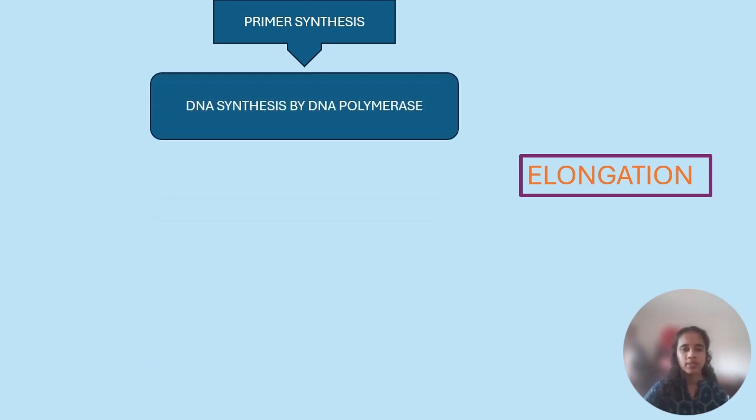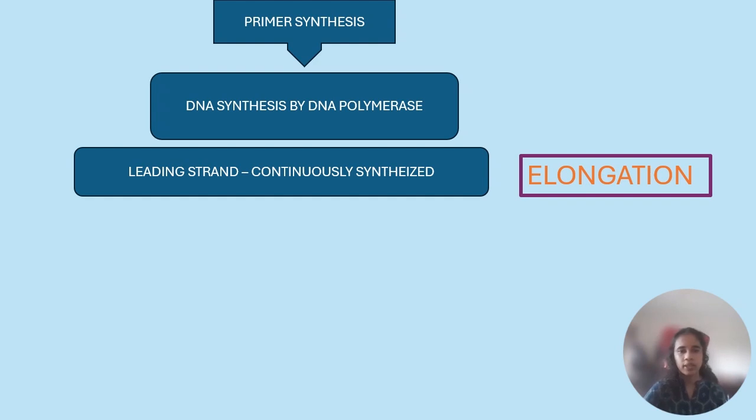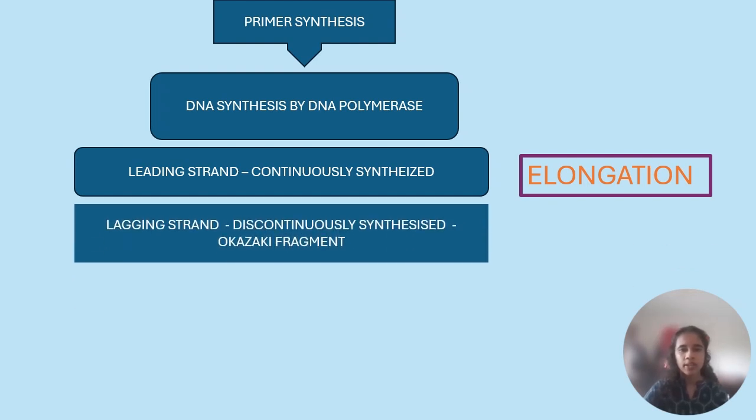Then you have DNA synthesis by DNA polymerase. The DNA polymerase will start adding nucleotides to the template strand in the 5' to 3' direction. For the leading strand, the DNA polymerase will start here and synthesize continuously, towards the replication fork. Then the lagging strand will be synthesized discontinuously. It forms Okazaki fragments. Each fragment will start with a new RNA primer, in the opposite direction.